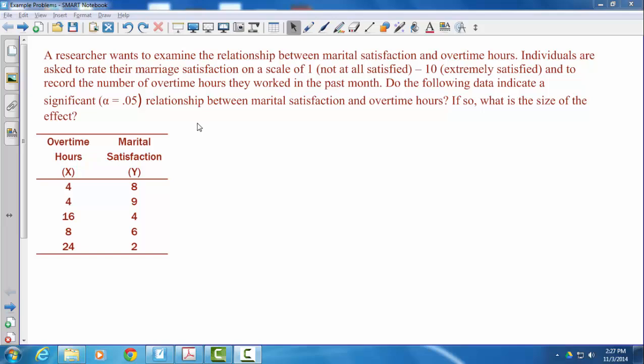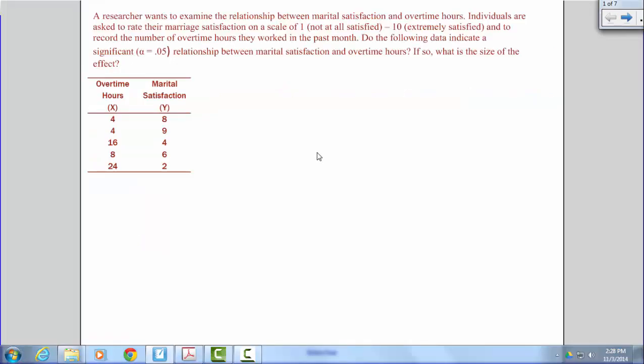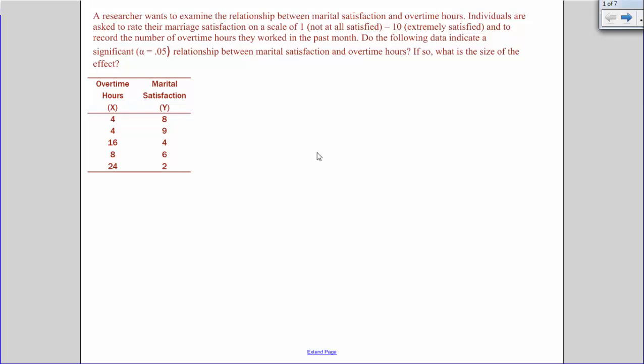And just to put things into context, marital satisfaction was rated on a scale of 1 to 10, so 1 being not at all satisfied, 10 being extremely satisfied, and overtime hours would just be measured by number of hours. The data are right here, and we want to see if there's a significant relationship between marital satisfaction and overtime hours, and if so, what is the size of the effect? And remember, to find the effect size in correlation, you simply take what you calculated, your R, and you square it. Pretty simple. All right, so let's go ahead and state our hypothesis.